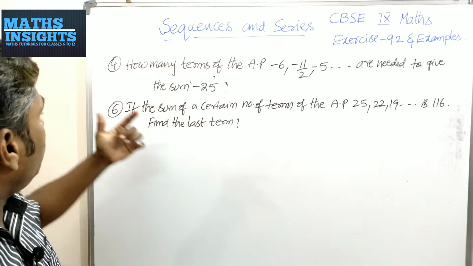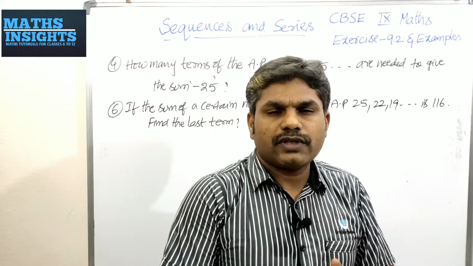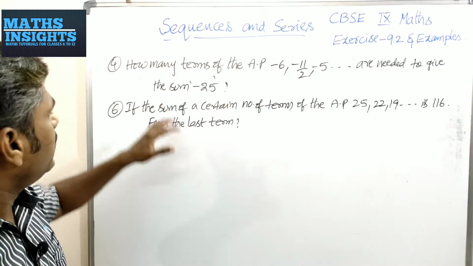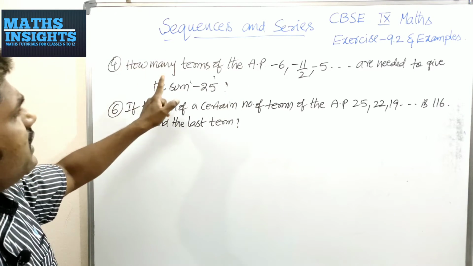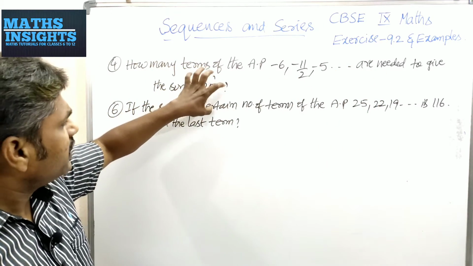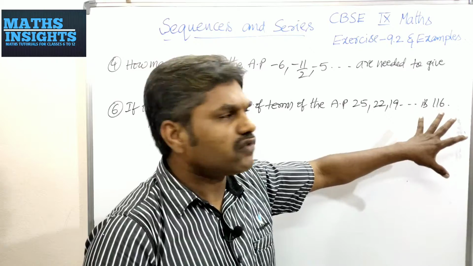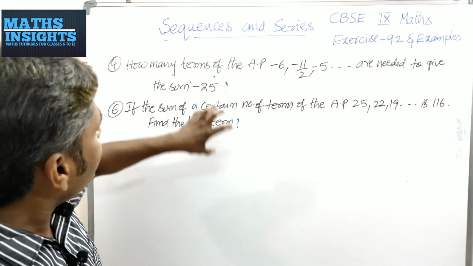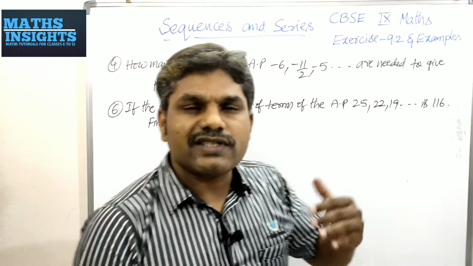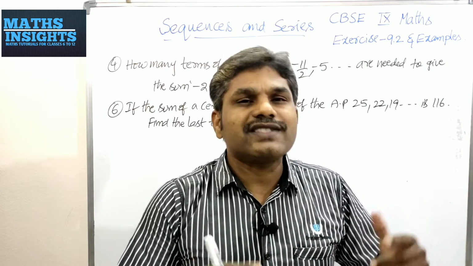I am taking problem number 4 and 6. Why? Because these are of the same type. That's why I am taking them, and we will solve the 5th problem later after these two. In the 4th problem, how many terms of the AP are needed to give the sum minus 25? Here also, the sum of a certain number of terms is 116, sum is given. Okay, here also sum is given. The data given in both problems is same, but the required data, that means whatever they are asking to find, is different.